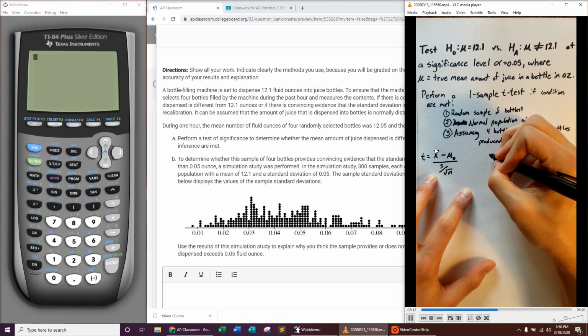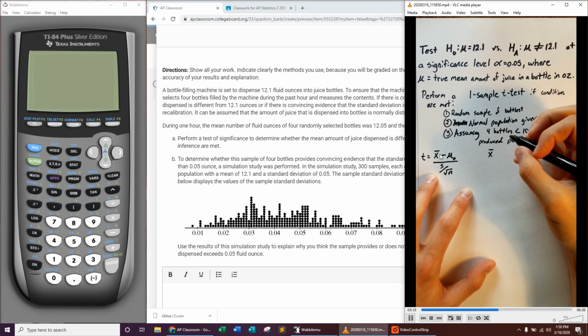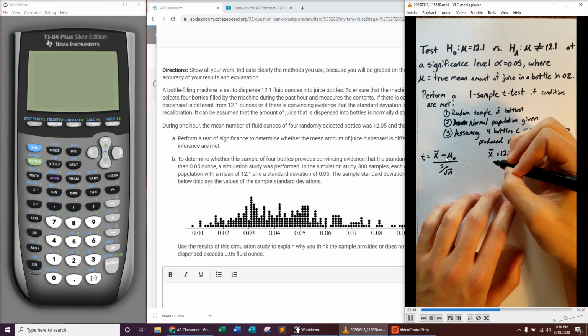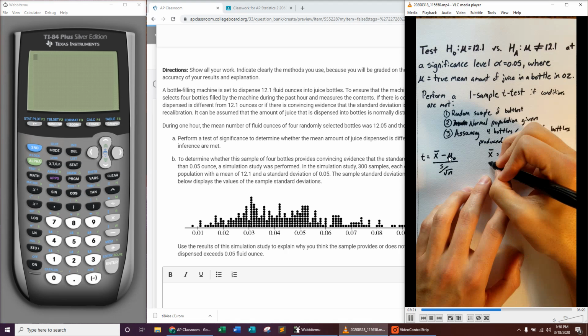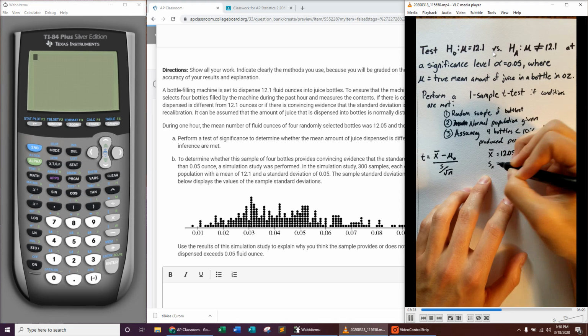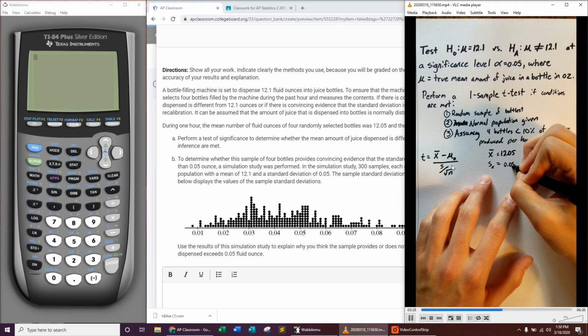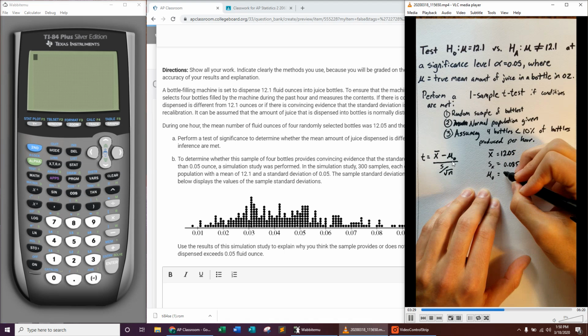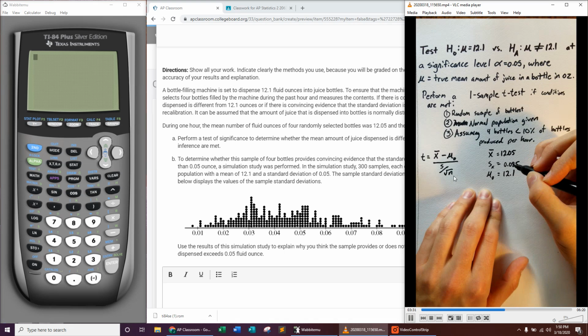So the formula for t is the sample mean minus the true mean, which again, we're assuming the null hypothesis is true. So we're assuming our true mean is 12.1. And we divide that by the standard error. So that's the standard deviation of the sample divided by the square root of our sample size.